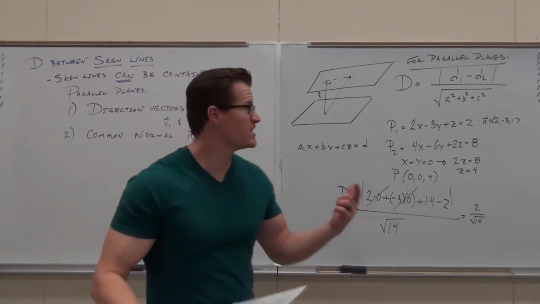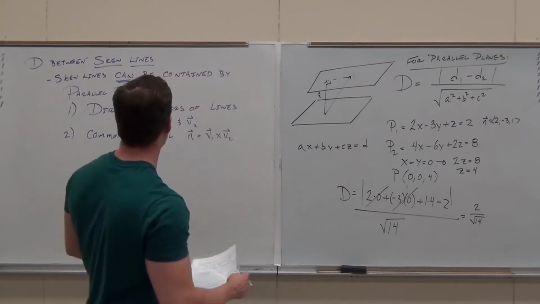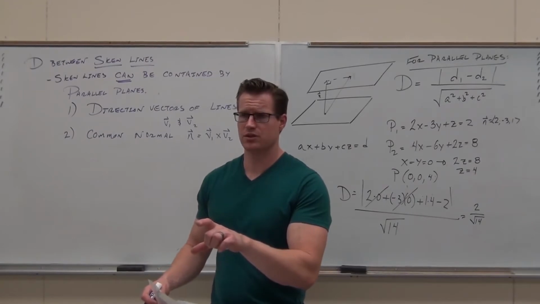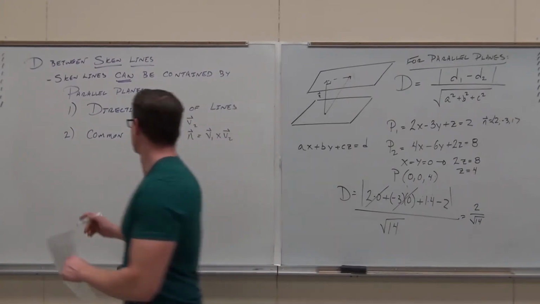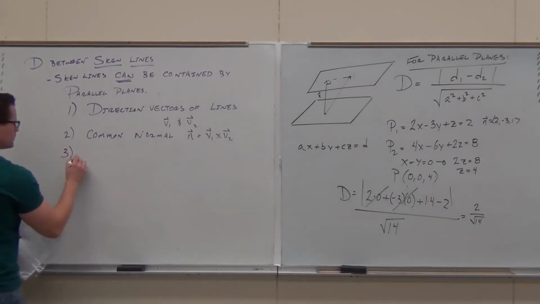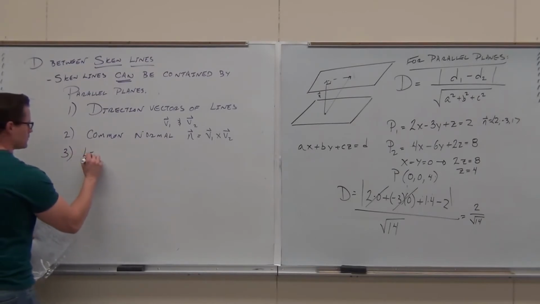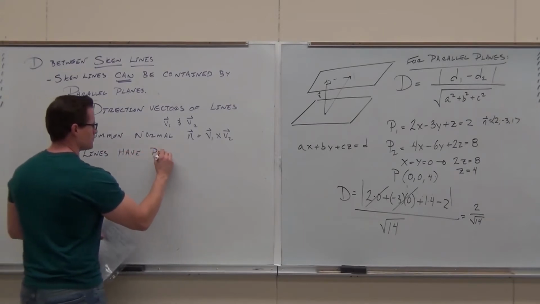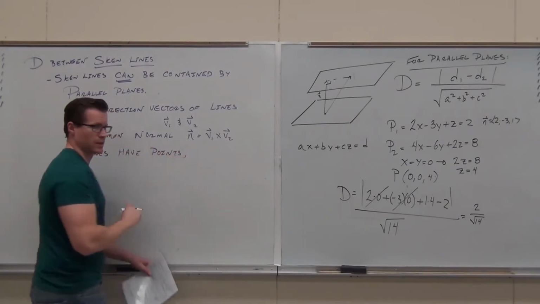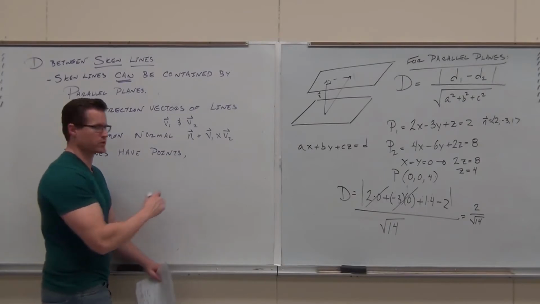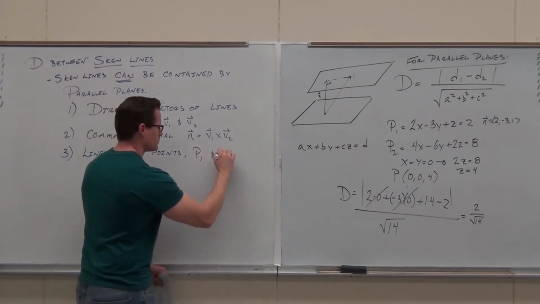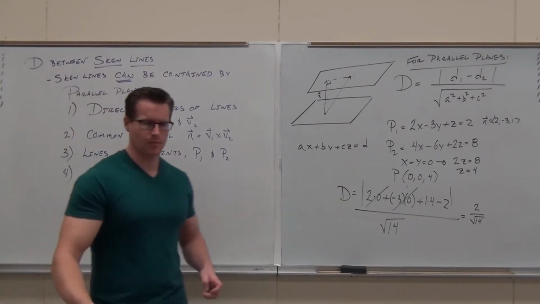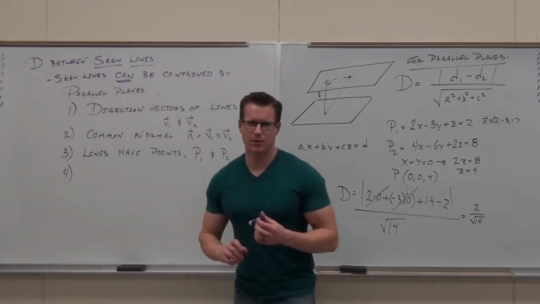Every line is given to you with at least 1 point, correct? Yep. You just plug in t equals 0, you got a point. Lines have points. 2 lines, 2 points. I know it's a lot at one time.